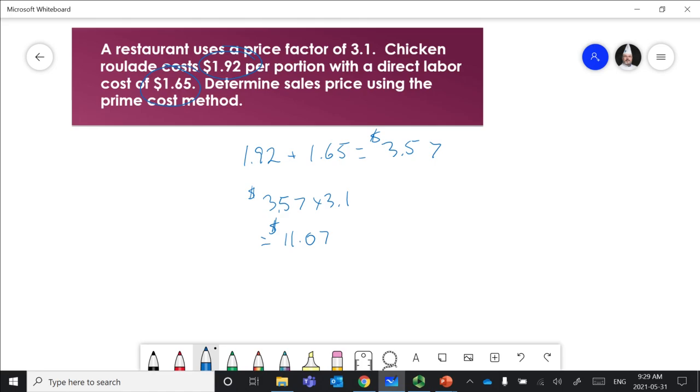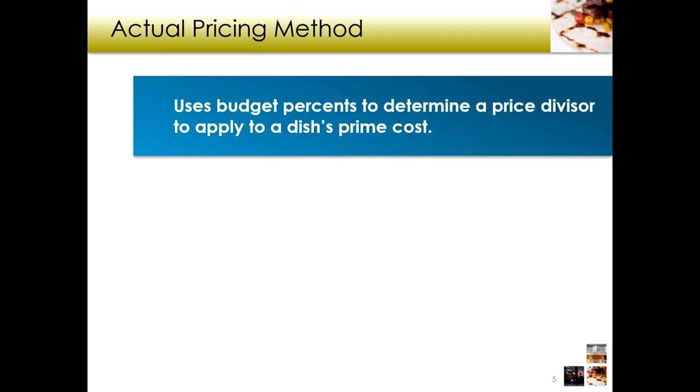Pretty straightforward. The trick is getting that right price factor, and it comes with trial and error. Okay. The next one that uses prime cost in its calculation is called the actual pricing method. Now, the actual pricing method is very similar to overhead contribution, whereas we're going to look at percentages of our expenses. So we use budgeted percentages to determine a price divisor to apply to a dish's prime cost.